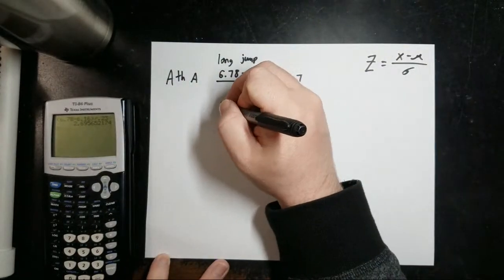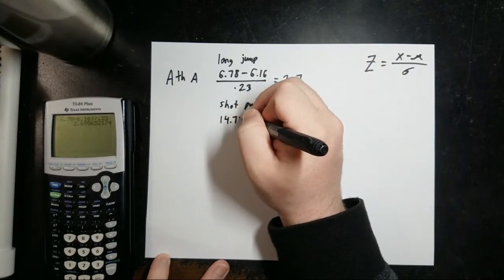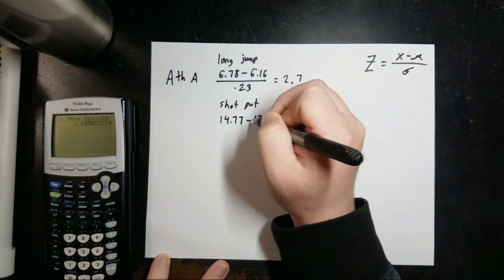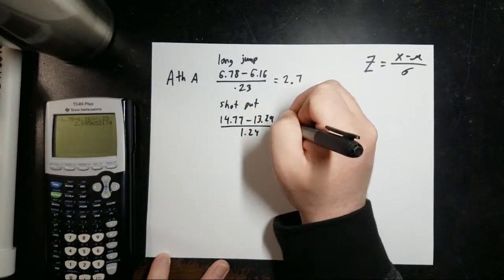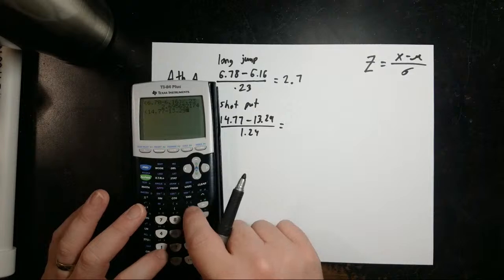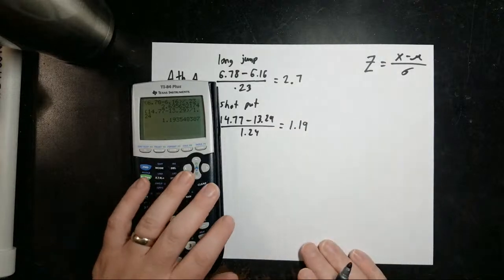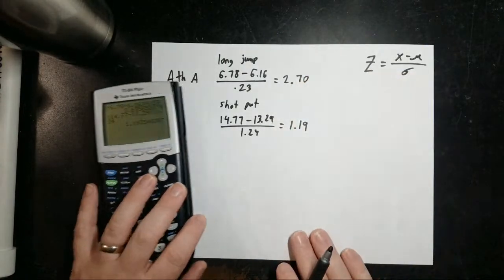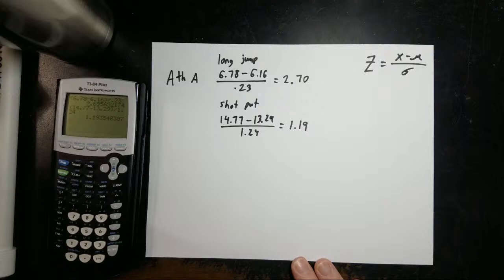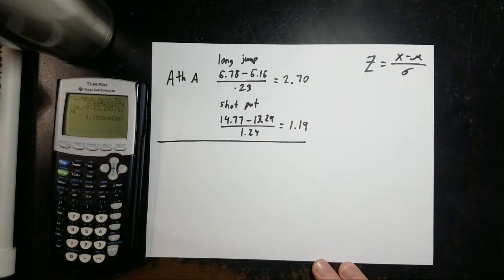Athlete A, in the shot put, their distance was 14.77 minus the average divided by the standard deviation. 14.77 minus 13.29 divided by 1.24, 1.19. Yeah, 1.19, I could do that, because it was 2.70 for the other one. That was athlete A. Athlete A was 2.7 standard deviations above the mean for the long jump, and 1.19 standard deviations above the mean for the shot put.